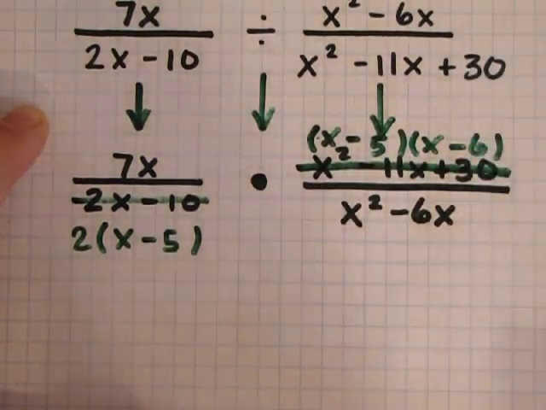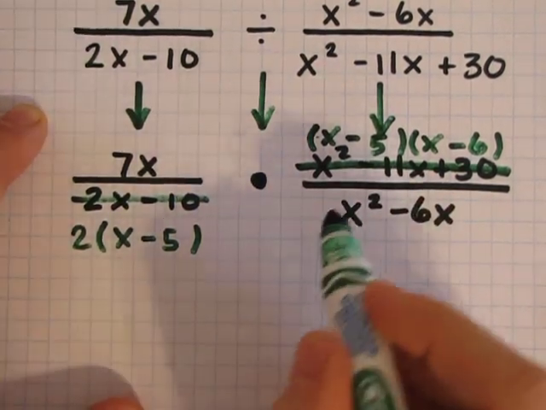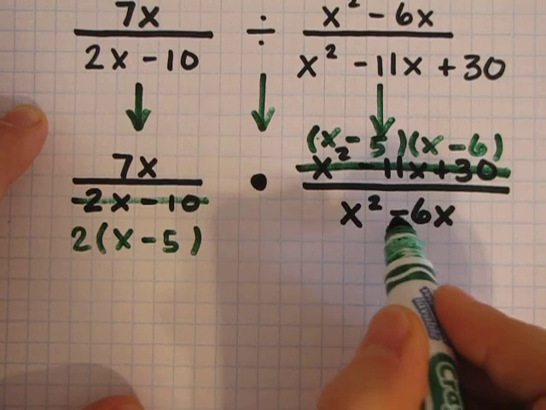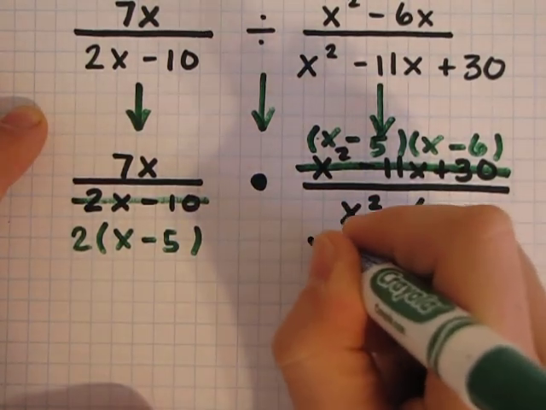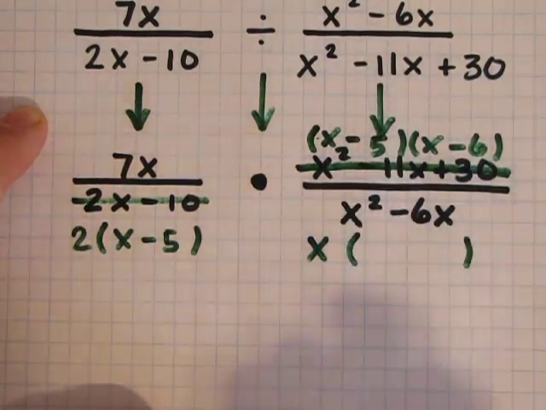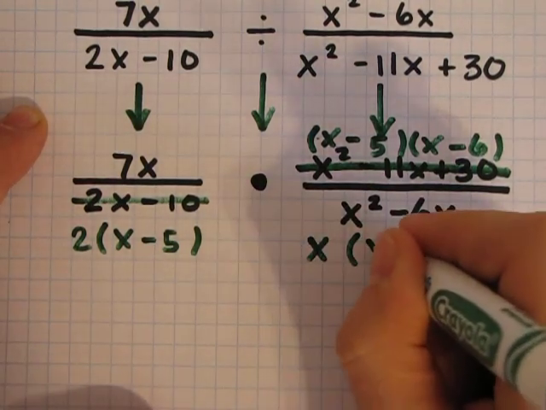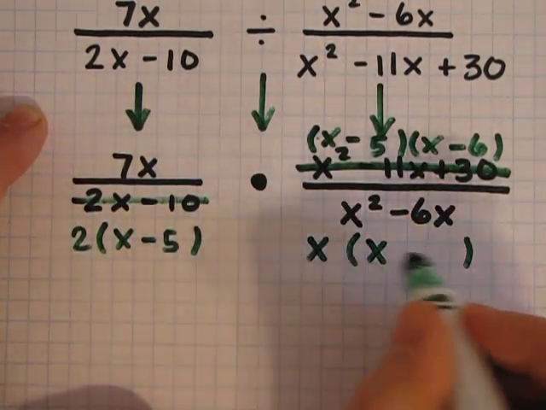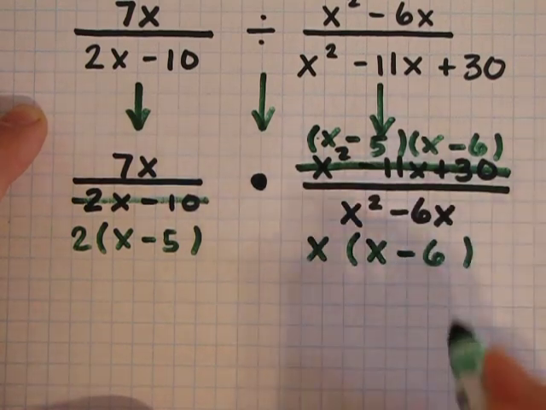Go to the denominator. In the denominator, we have a greatest common factor. X squared and negative 6x have an x in common. So let's factor out that x. X times what will give us x squared? X. X times what will give us negative 6x? Negative 6.